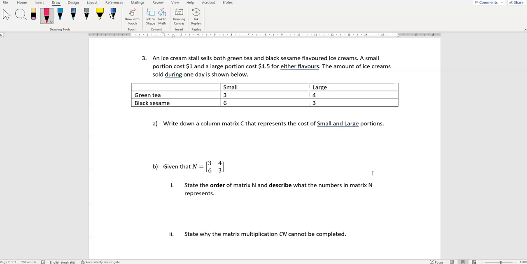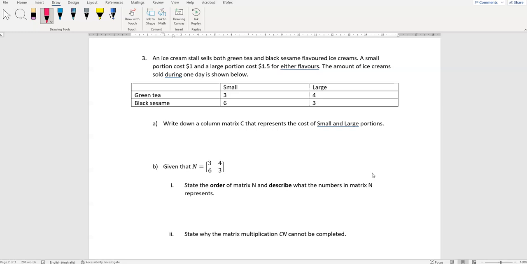Alright, so question 3. The ice cream stall sells both green tea and black sesame ice cream. As you see, these are my two favourite colours, Asian flavours. And if I have pandan, I'll have that too. Now, a small portion, this is unrealistic, right? Let's get the number small. $1, very cheap. $1.50 for large for both flavours, right? So same price for both flavours. The amount of ice cream sold during the day is shown below. There's the ice cream table.